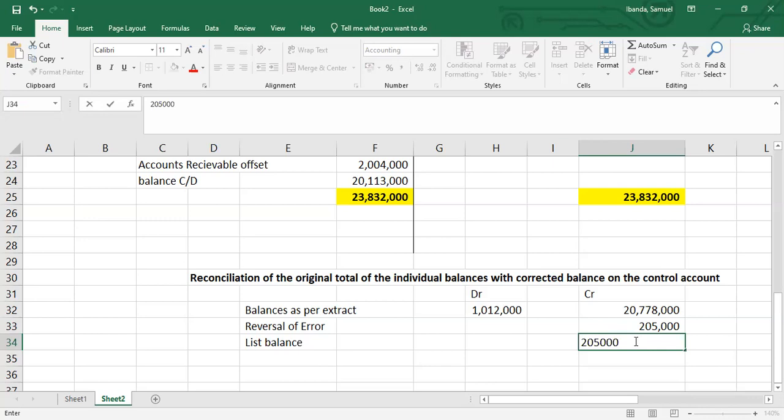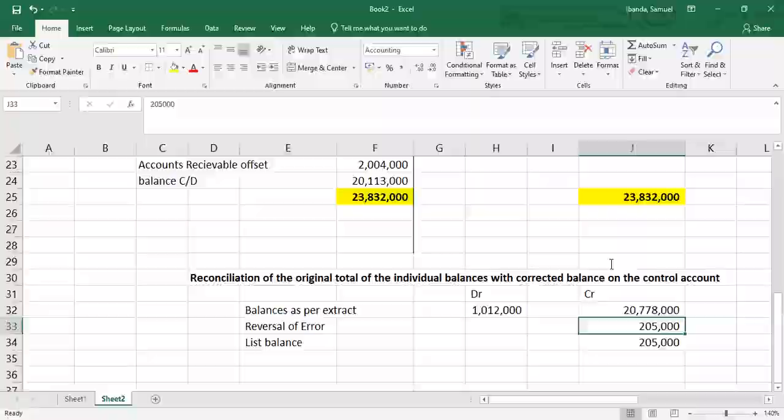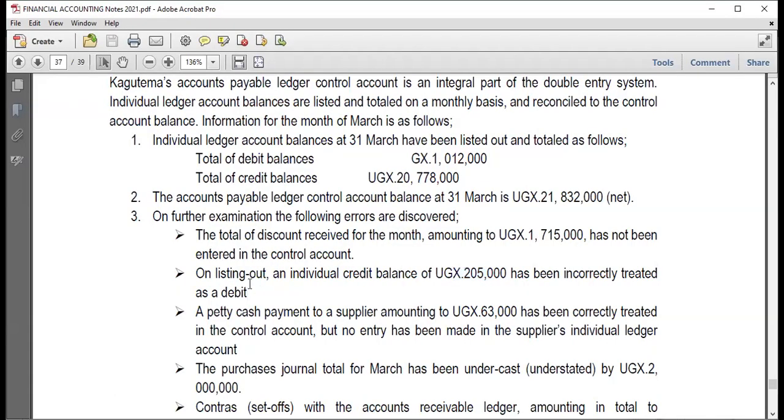I hope you get the principle. This 205 is to reverse out what they had put on the debit. Like they have indicated right here, the 205 had been incorrectly treated as a debit. So the first 205 that is credited is to reverse out the 205, just like the way we do with ledger accounts.